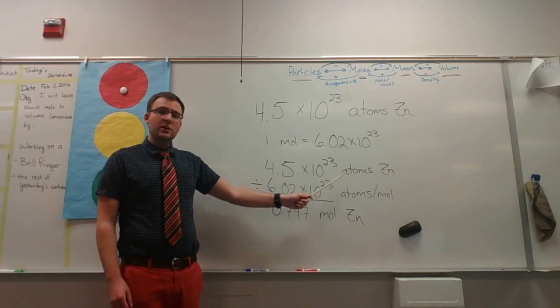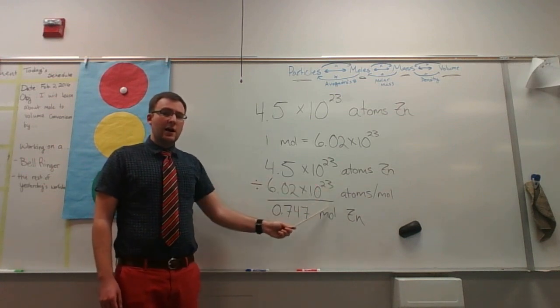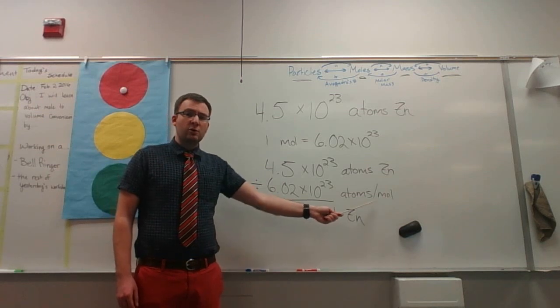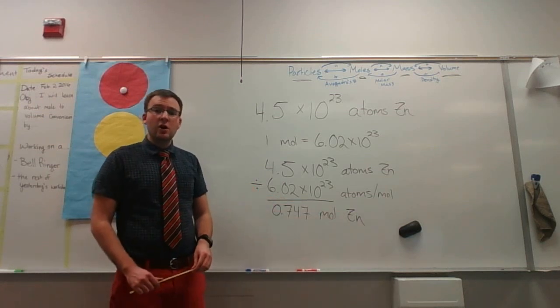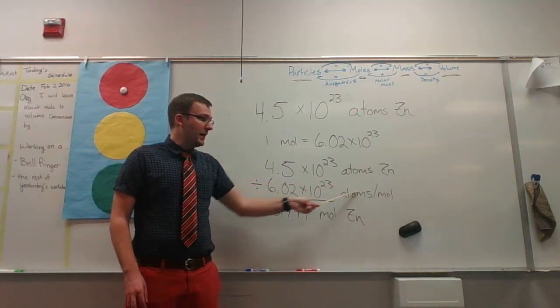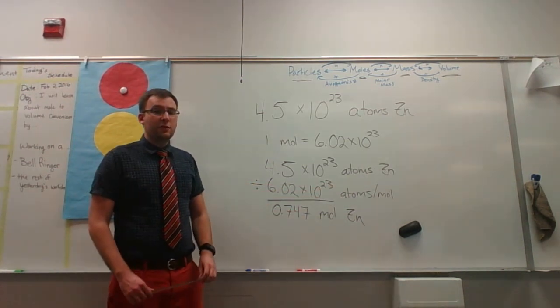And I have my units off to the side. That's atoms of zinc. And this is Avogadro's number. So I'm just putting it as atoms per 1 mole, so that way I can know what units I'm left over with. Because my atoms, they cancel each other out, and I'm left with moles.